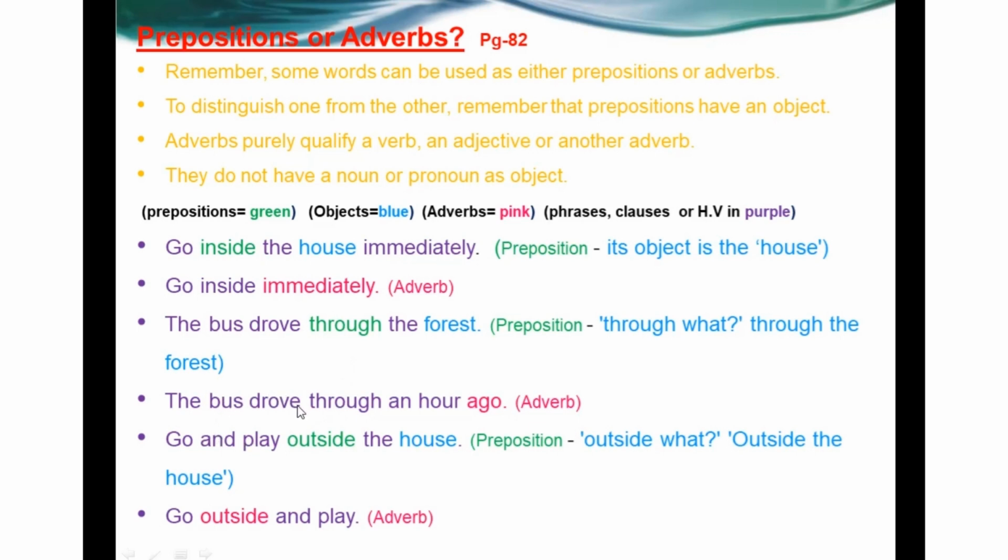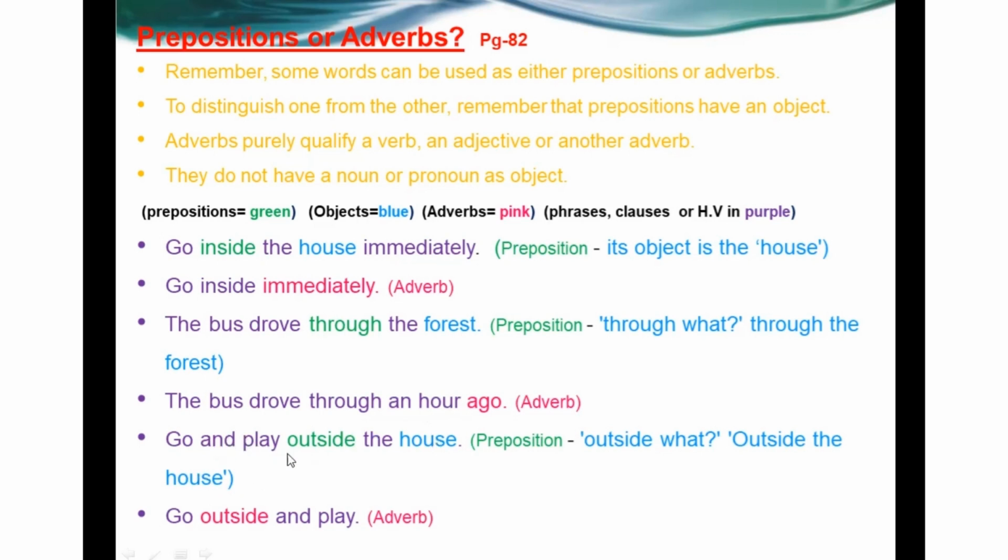The bus drove through an hour ago. Ago is our adverb. We do not have any object in it, so we will ignore that. So we will take it as the adverb only. This example is for adverbs only. For preposition, there should be an object given in it. So through and all, whatever go and that is also the adverb. Now let's see the next example.